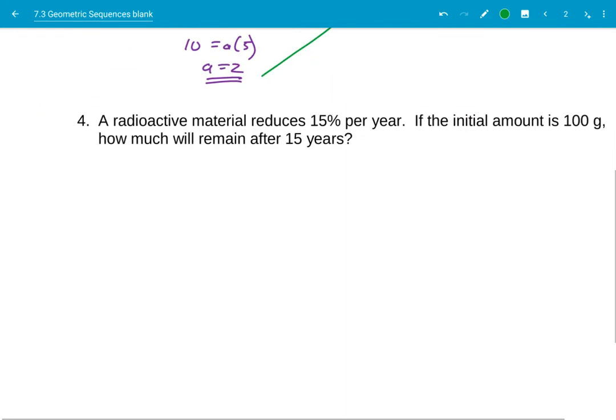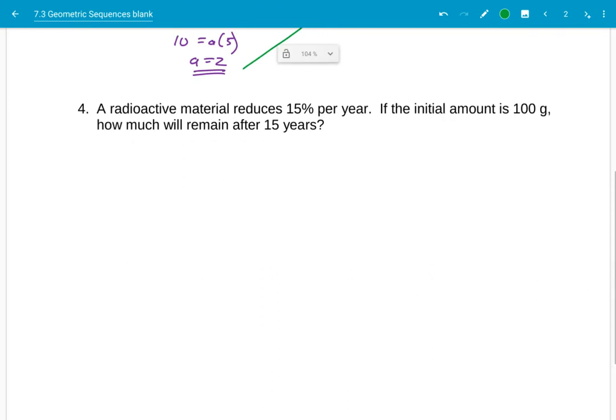And finally, the fourth example. A radioactive material reduces by 15% every year. So at the start, time 0, we have 100 grams. At 1 year, we'll have how much? Well, 15% less, 15 grams less, 85. In 2 years, what do we have to multiply by? Not by 15, because then we'd have to do a subtracting step. It's 1 minus 0.15, or 0.85. So that's the r value. We're multiplying by 0.85.